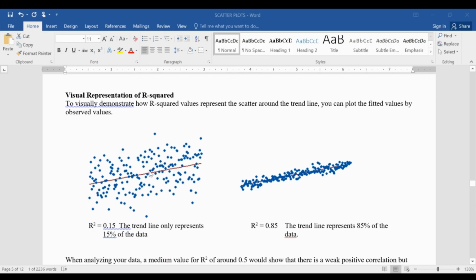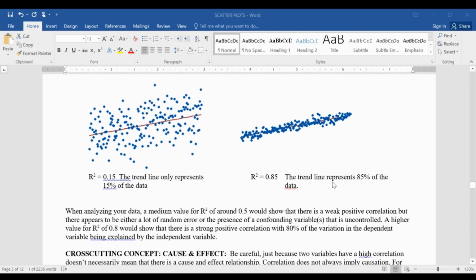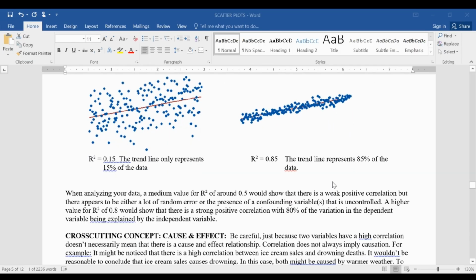So let's look at this. R squared, this is 0.15. What this means is this trend line represents 15% of the data, and the other 85% is due to error, due to non-correlation, due to other issues. Here we have an R squared of 0.85, which means 85% of the data can be explained by the trend line. Now, a difficult thing is, what is a good R squared?